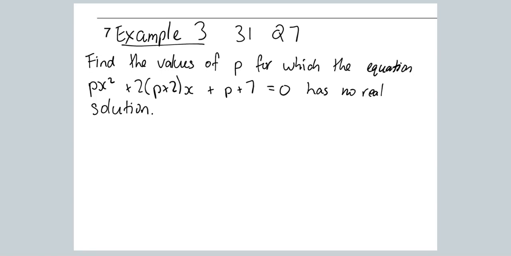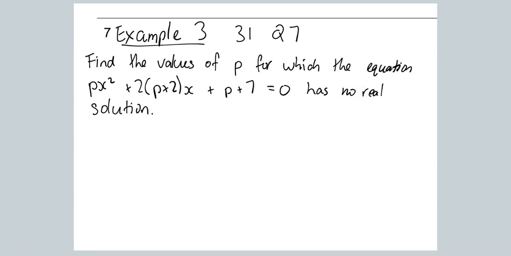Let's break this down a bit. Find the values of p. So we're trying to find a specific value or values for p for which this equation is true. P you can think of as being a specific number. It's standing in for something that we don't know, but it's a specific number, as opposed to x, which is a variable of a function. The function depends on the variable x. So we see p in a slightly different light, for which the equation, there it is there, quite long, and we'll break that down in a second, has no real solution.